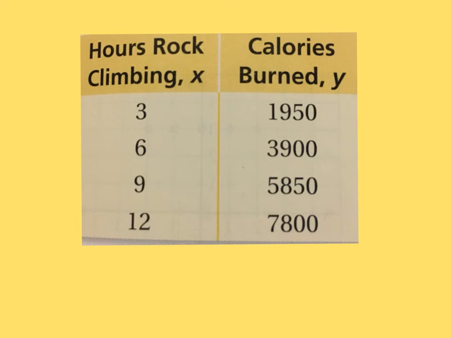Alright, now here's the last one that you're going to try on your own. This is number 3 on page 165. Here's the table. You need to do 4 things with this. Number 1, you need to make a graph of this data. Then you need to tell whether or not its domain is discrete or continuous.